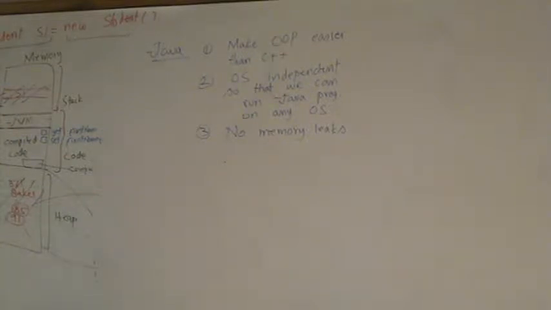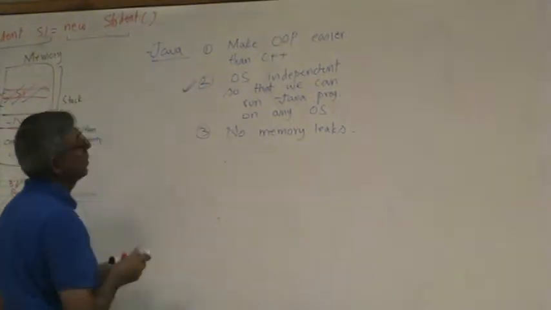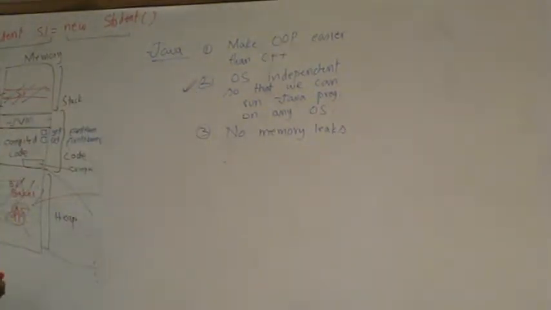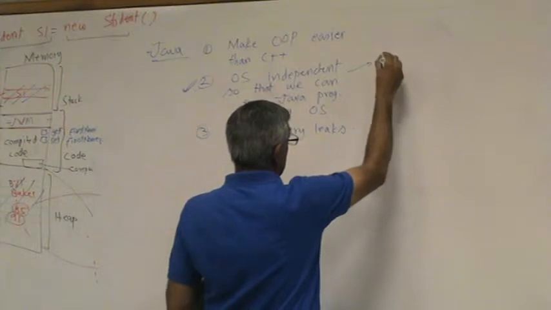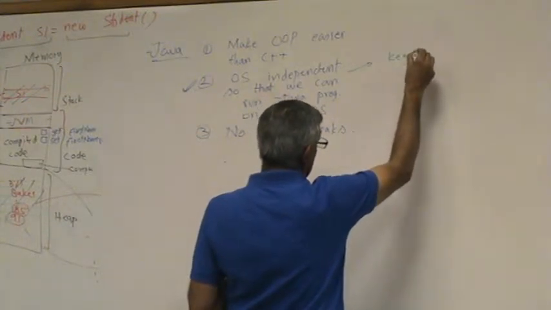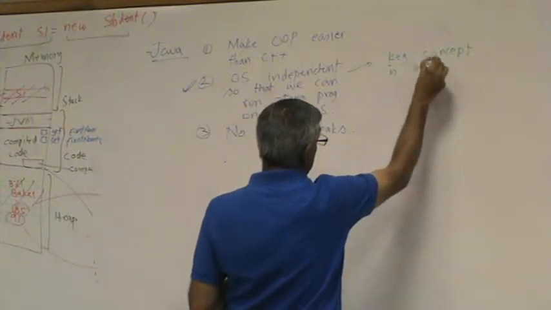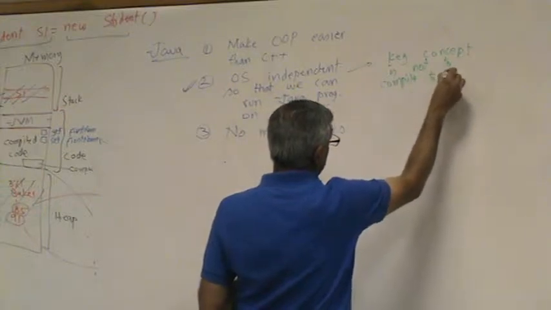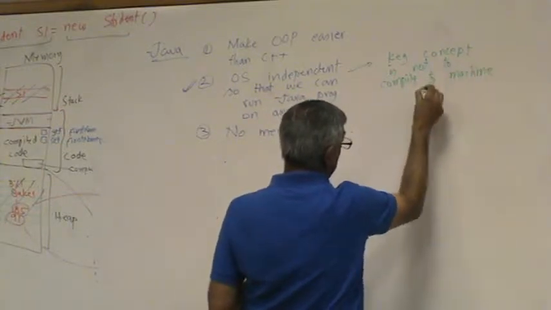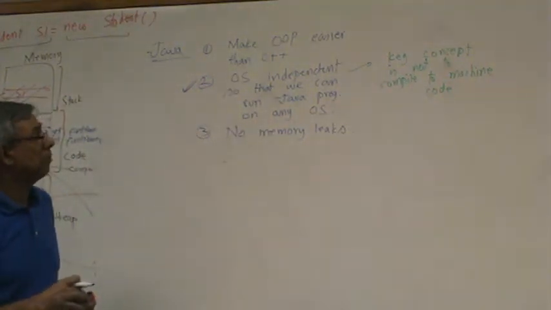So how did they accomplish this? Let me go one at a time. First, let me show you this part. How do we make a language operating system independent? One of the key things, the key concept, is not to compile to machine code. Because the minute we compile to machine code, we are stuck to that particular operating system, okay?